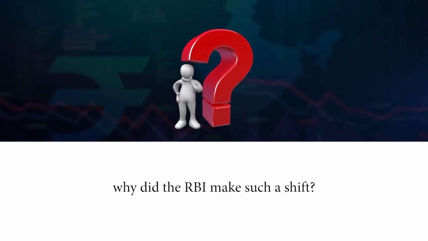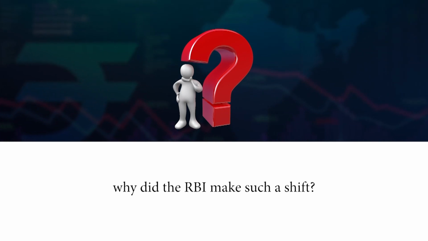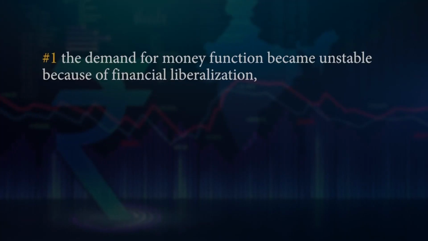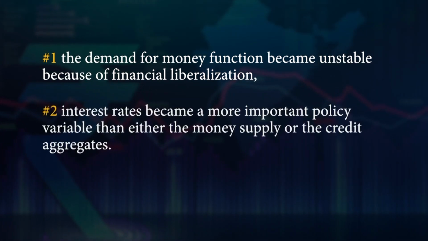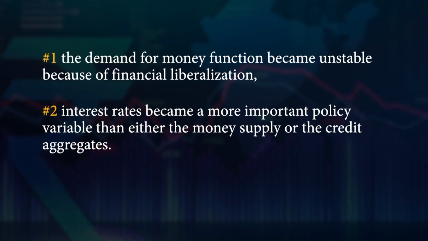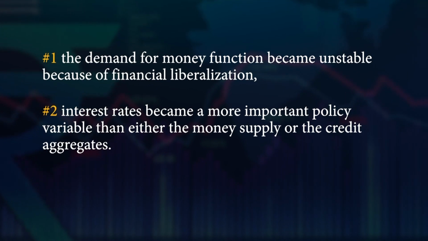Therefore, from 1998-99 to 2014-15, much emphasis was given on inflation and growth with multiple intermediate targets. So students, my question to you is, why did the RBI make such a shift? There were two very important reasons for this shift. Number one, the demand for money function became unstable because of financial liberalization. And number two, interest rates became a more important policy variable than either the money supply or the credit aggregates.